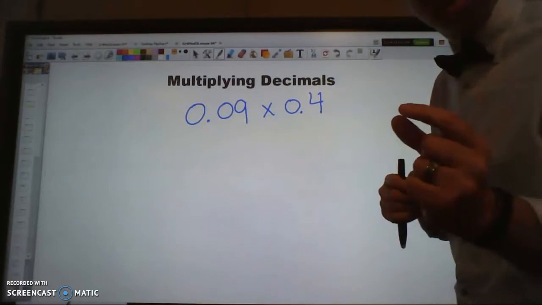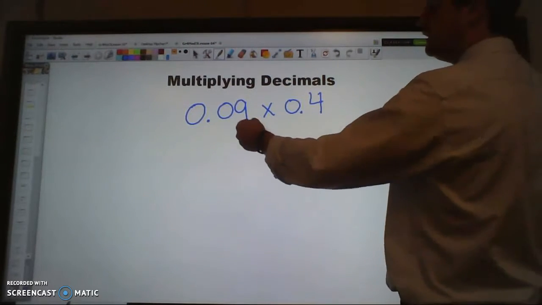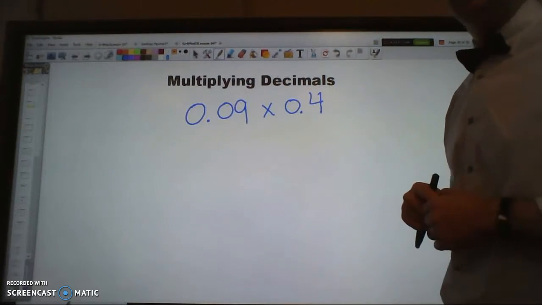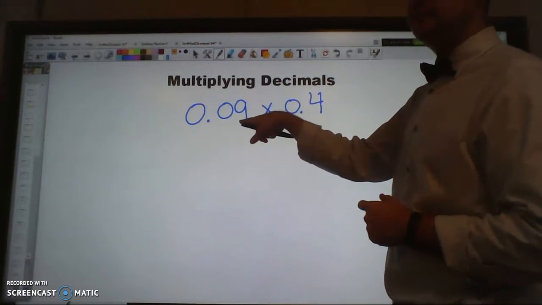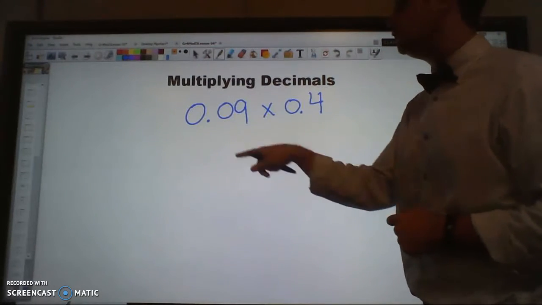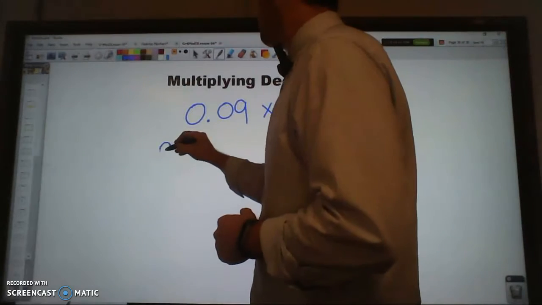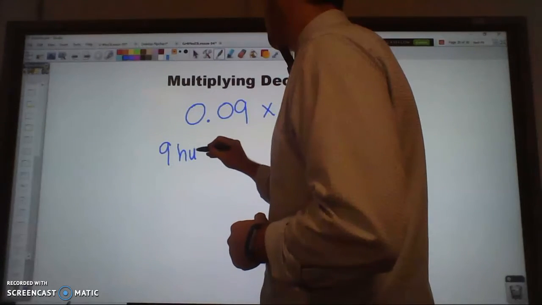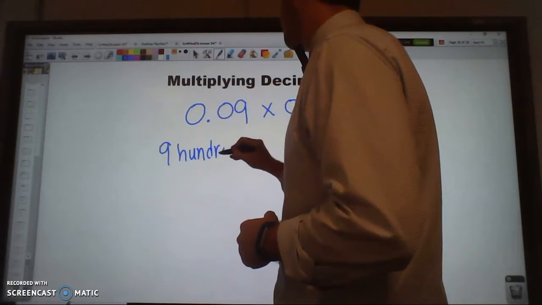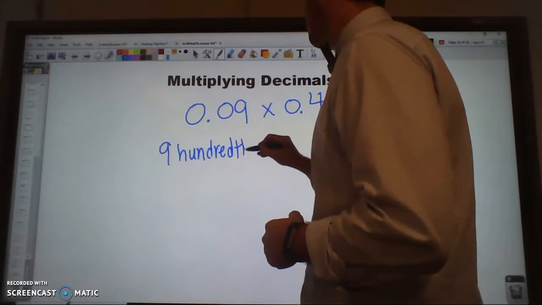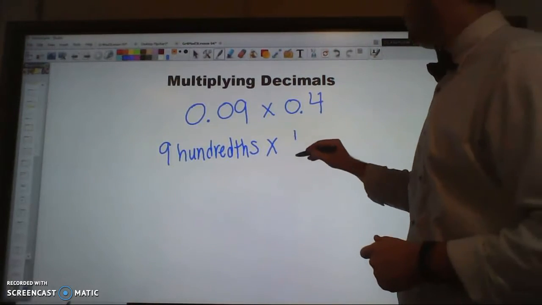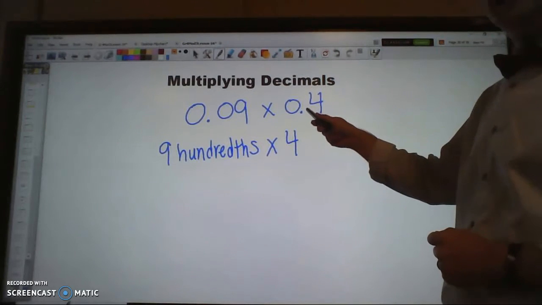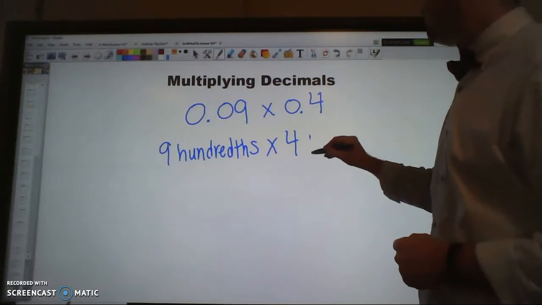Now this one looks a smidge different because now this 9 is not in the tenths place like it was on our last problem. So this is the tenths, this is the hundredths. So this would be 9 hundredths times, and then we have our 4, and the 4 is in the tenths place.